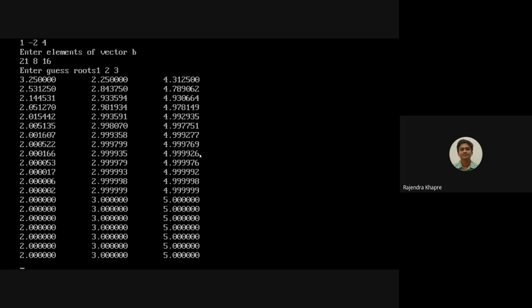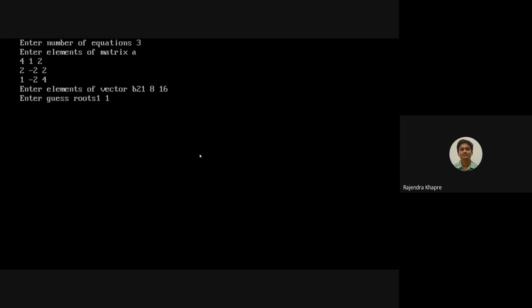Now I am going to run the program once again, but this time I am going to choose different guess values. So I have only three equations. This is 4, 1, and 2. Then we have 2, minus 2, and 2. And lastly, 1, minus 2, and 4. Then we have 21, 8, and 16. This time I choose the root as 1, 1, 1.